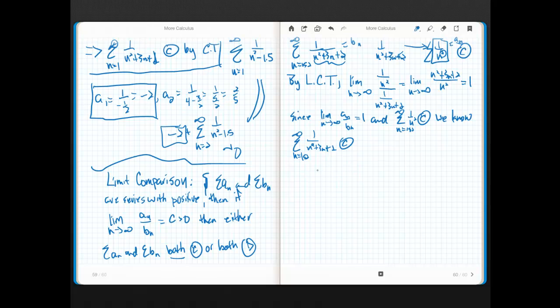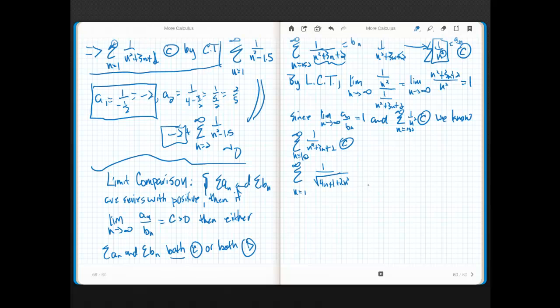All right. Now, I'm going to do one more of these, and then I'm done. Okay? I promise. What if I have this guy? If I have the sum as n goes from 1 to infinity of 1 over the square root of 4n plus 1 plus 2n squared.